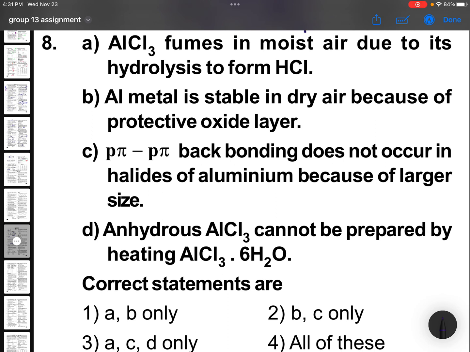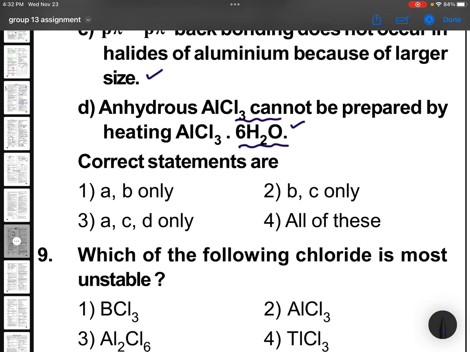AlCl3 fumes in moist air due to its hydrolysis to form HCl. Right? So, what is it asking? Correct statement, sir. Aluminium metal is stable in dry air because of a protective oxide layer, right? P-pi back bonding does not occur in halides of aluminium because of larger size, right? Anhydrous AlCl3 cannot be prepared by heating AlCl3.6H2O because all 6 water molecules won't go easily. They are coordinated. And this is also right. All are correct statements.